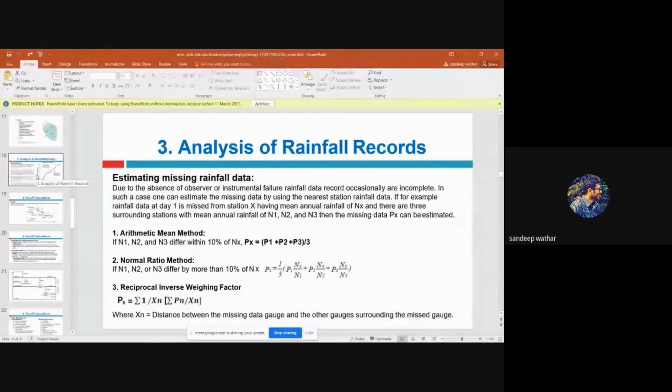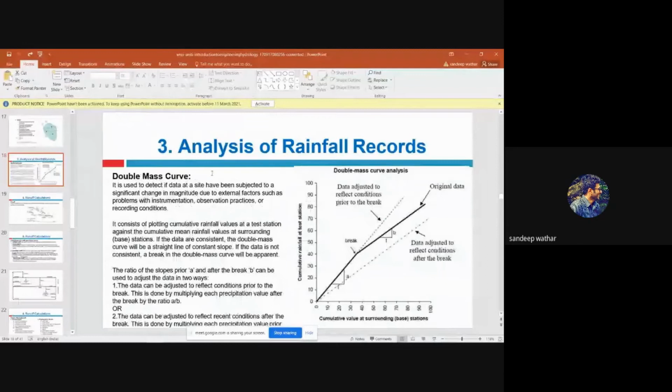Next, what we'll go is I'll show you one of the methods called the double mass curve method to determine the missing data. Okay. So what we do here is that as you can see, this is the curve. Okay. This is called double mass curve analysis. So first I'll explain what is this graph whichever we have.